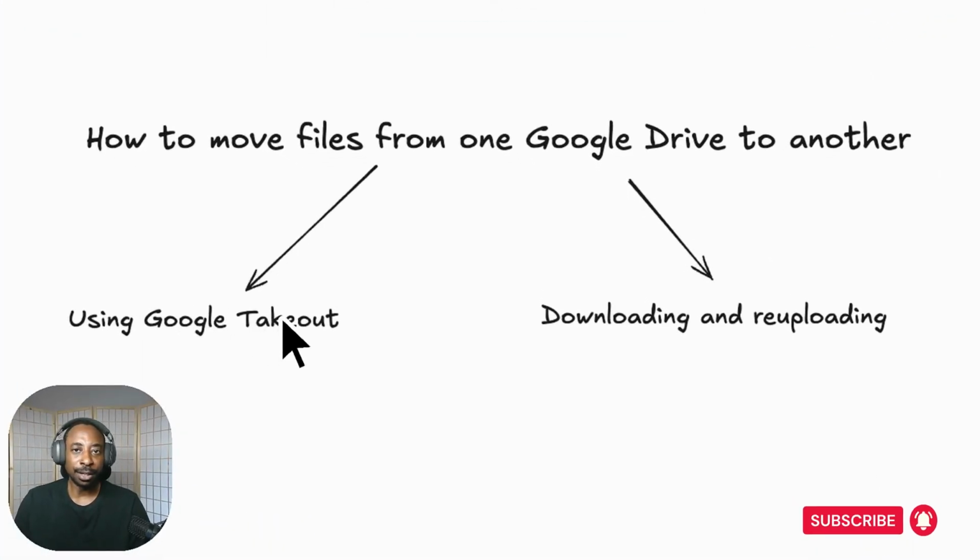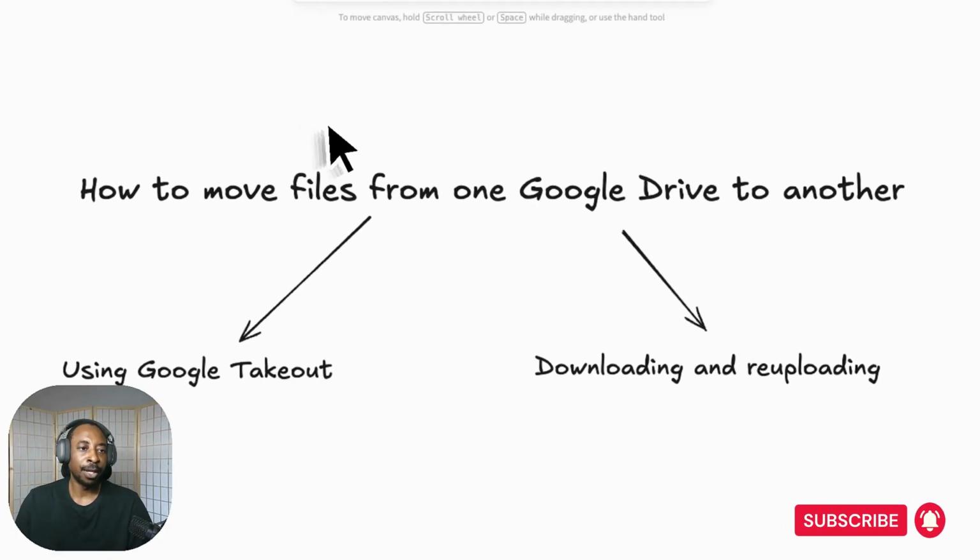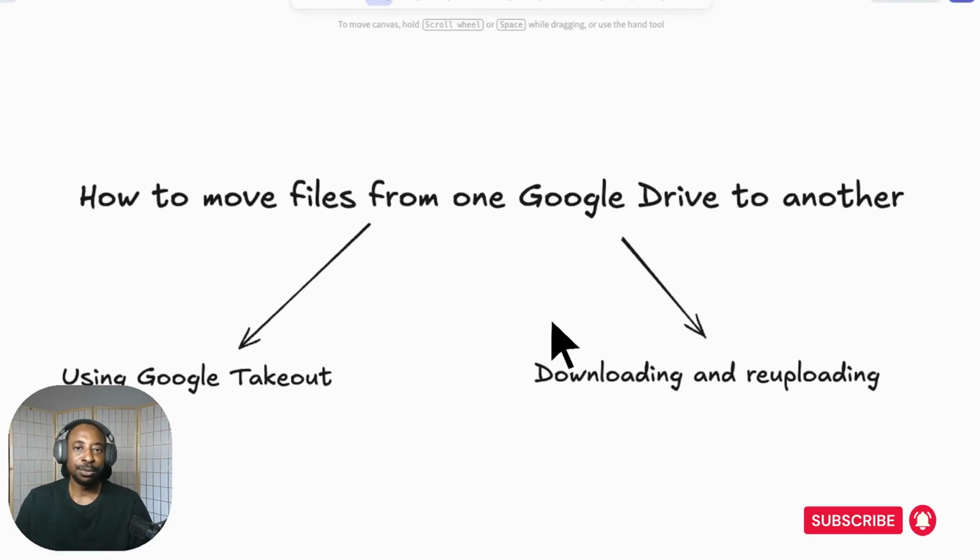With Google Takeout, you log into it, you mark out the files you want to export, and then you download them, and then you re-upload them in the new account. So Google Takeout is more or less a tool that allows you to move from one account to another. Another option would be to download everything you want to move and then re-upload it on the other side. But I will be showing you a solution that makes things easier for me.